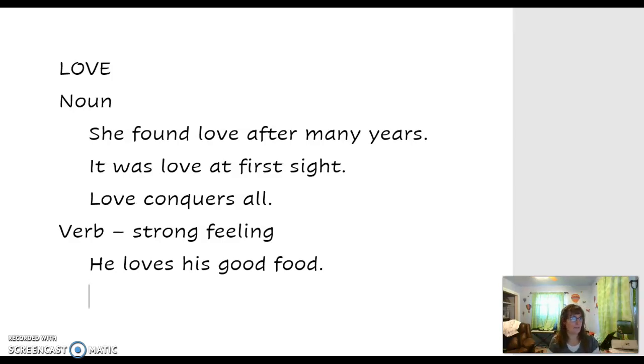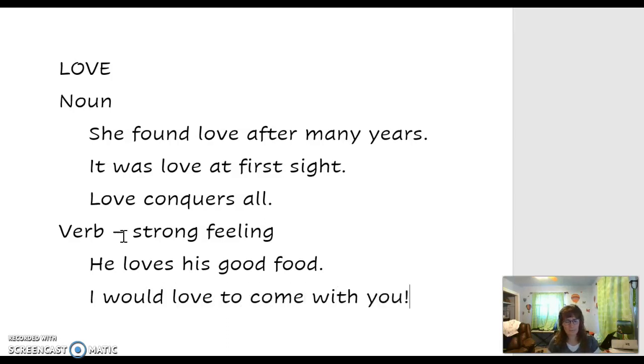He loves it. Or, I would love to come with you. I don't think I might come with you. I would love to come with you. The feeling is strong. There's some passion there. There's deep reason and purpose.